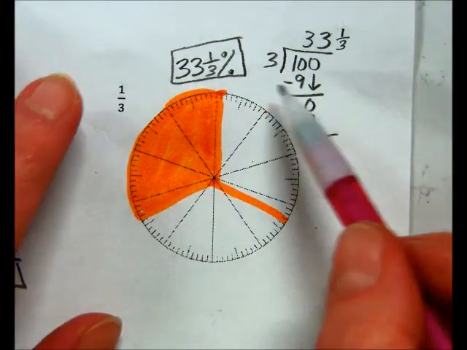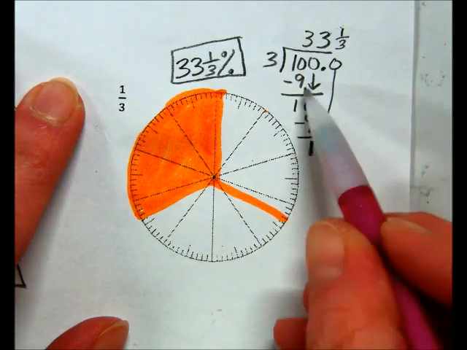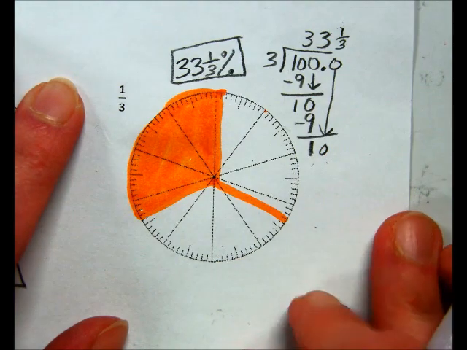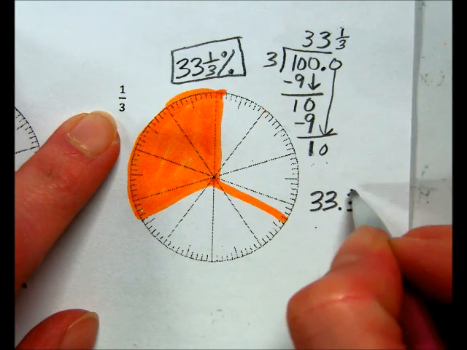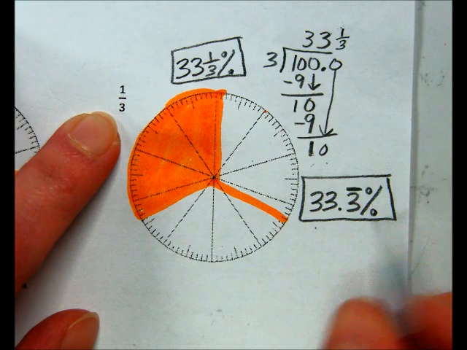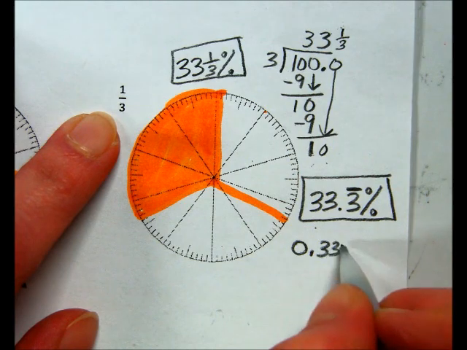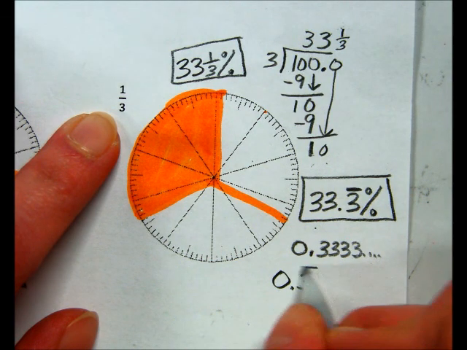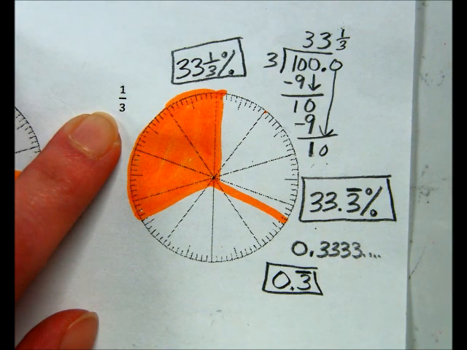Another way that we could go with this long division is we could have put a 0.0 and brought it down, and you would see that we would keep getting 10s, and we would keep having 3s. So another way to write this percent would be 33.3 repeating percent. And then we can easily change that to a decimal because that would just be 0.3333, and that would keep going. So the decimal for this would just be 0.3 repeating with a little repeating bar above it.